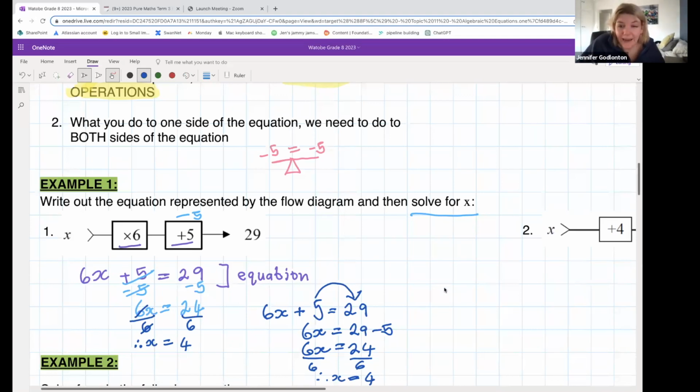Okay, Chloe, don't panic. We're going to go through example 2, and then I think things are going to start falling into place. And if they don't fall into place, that's also okay.